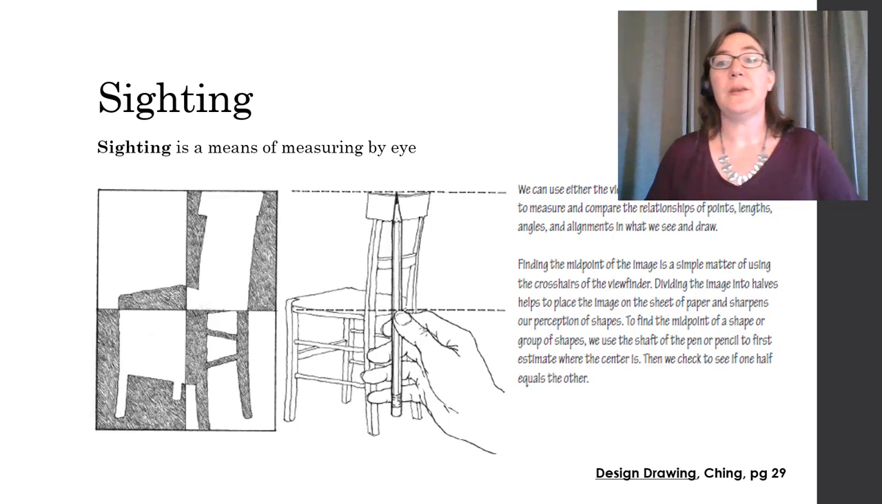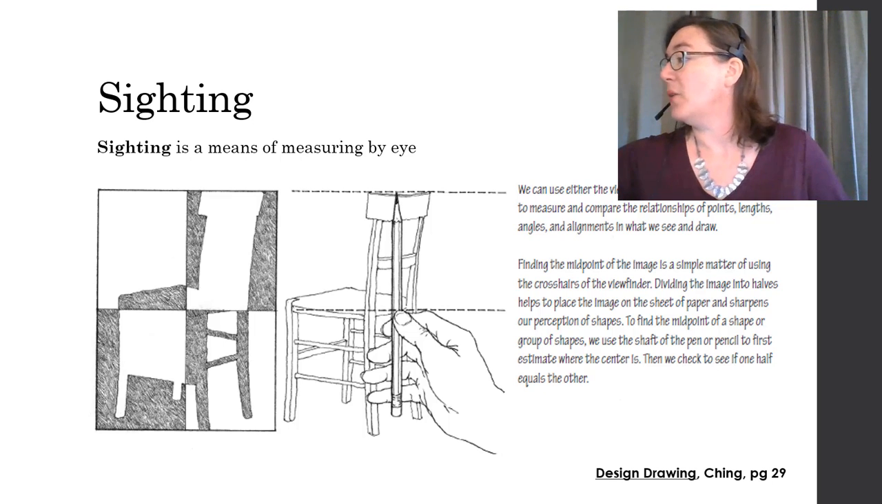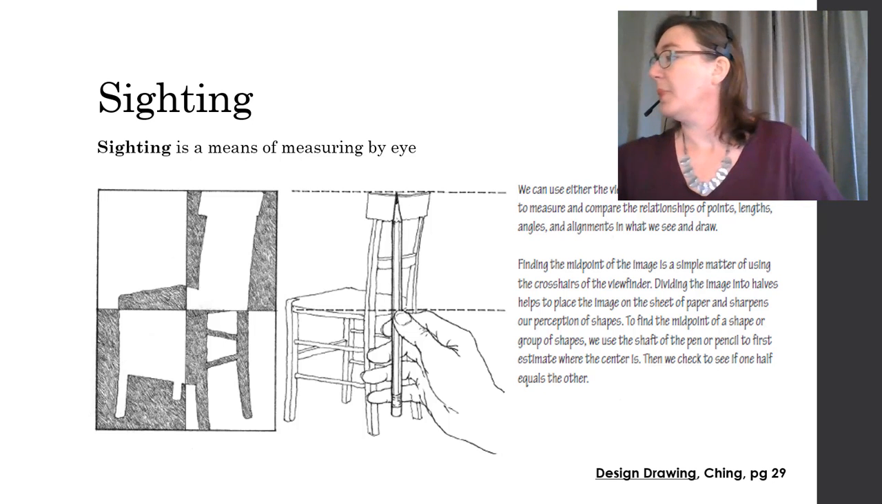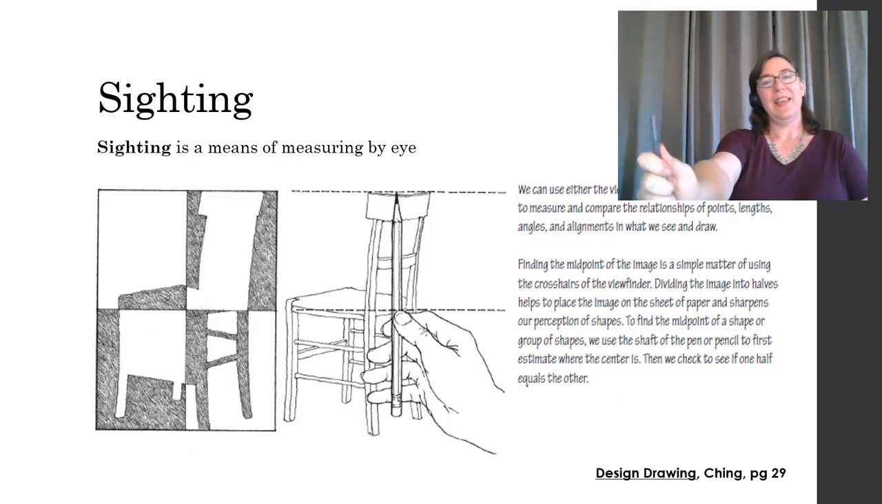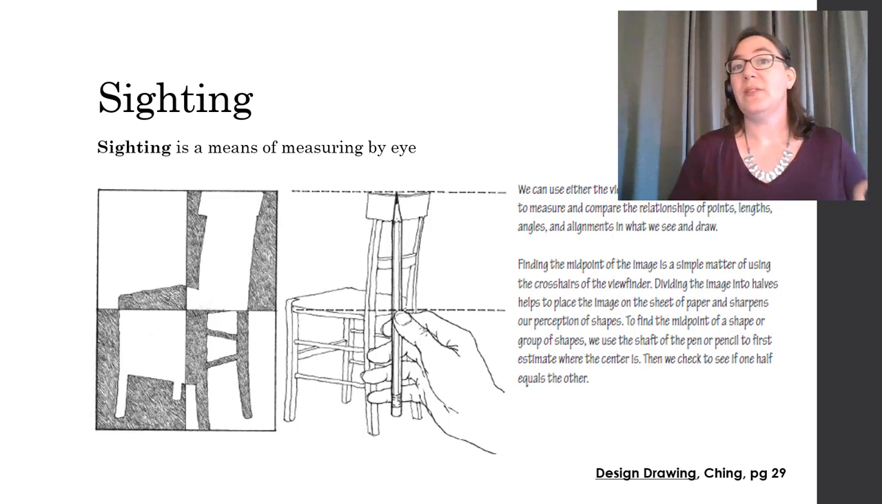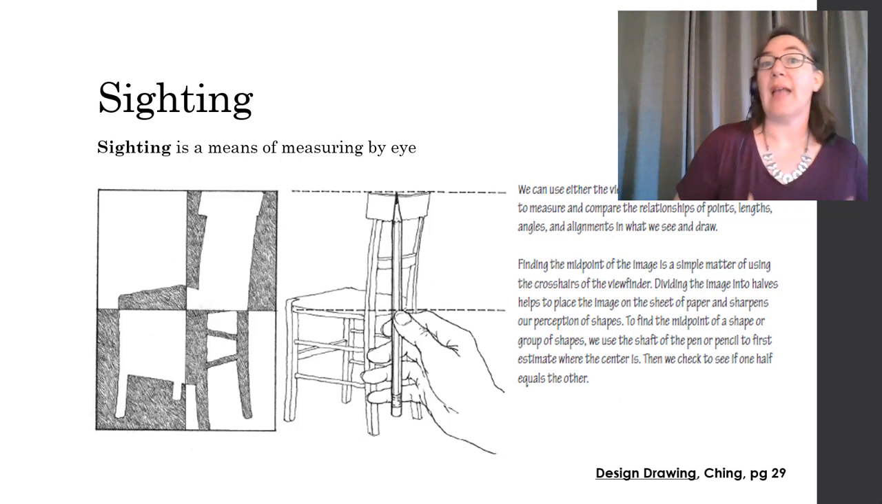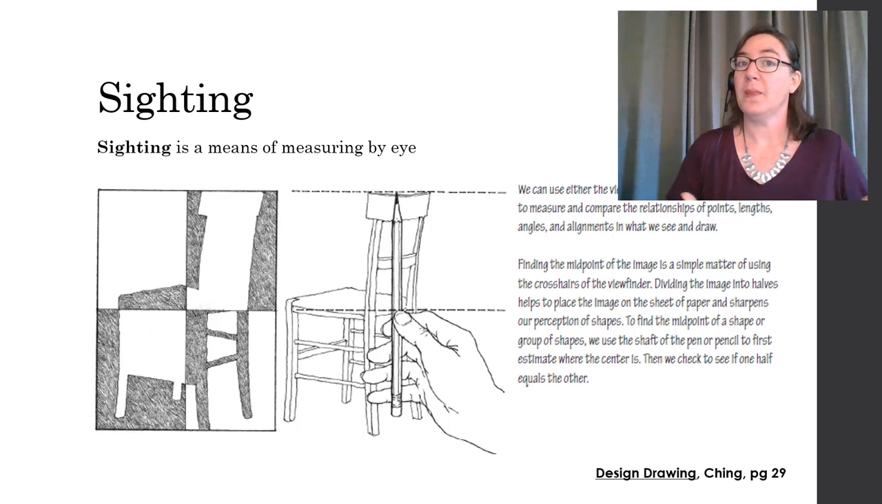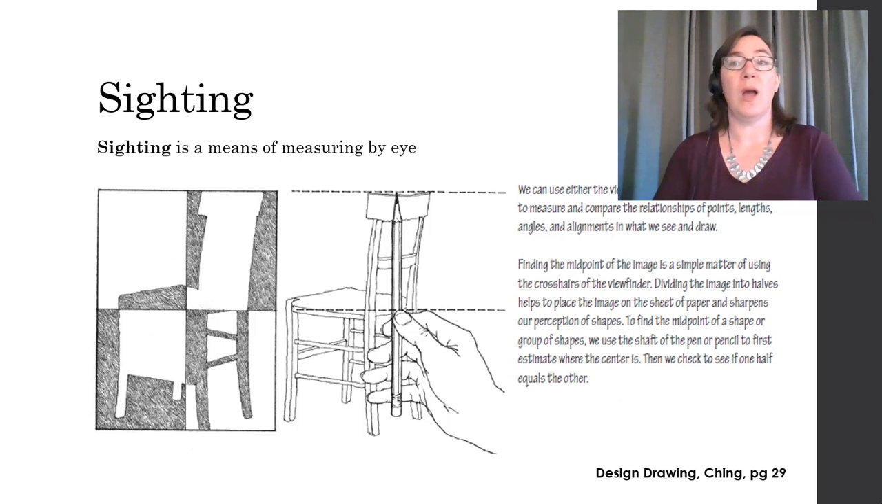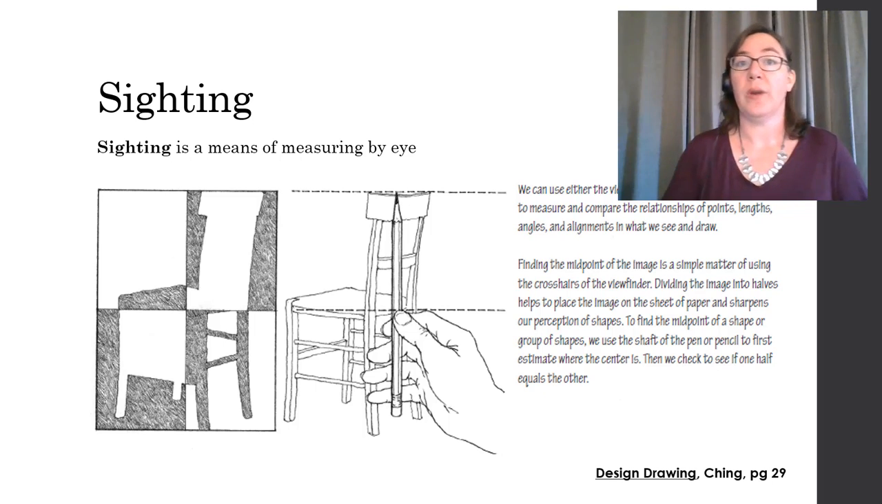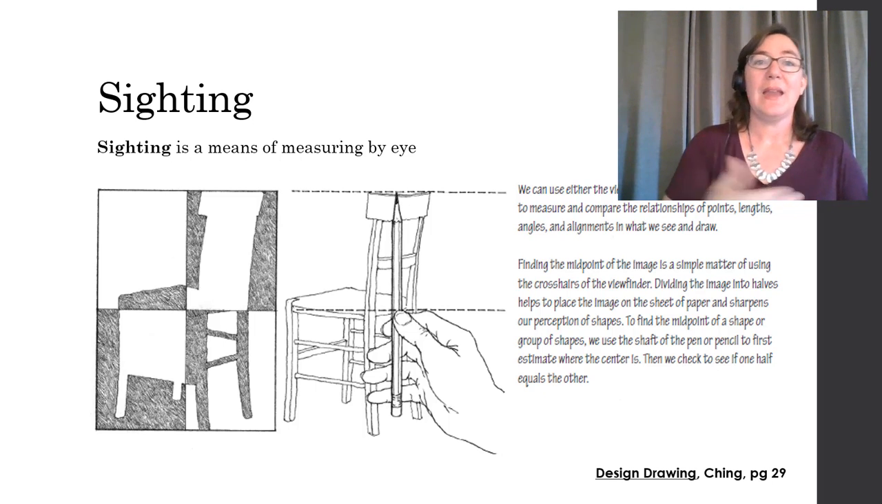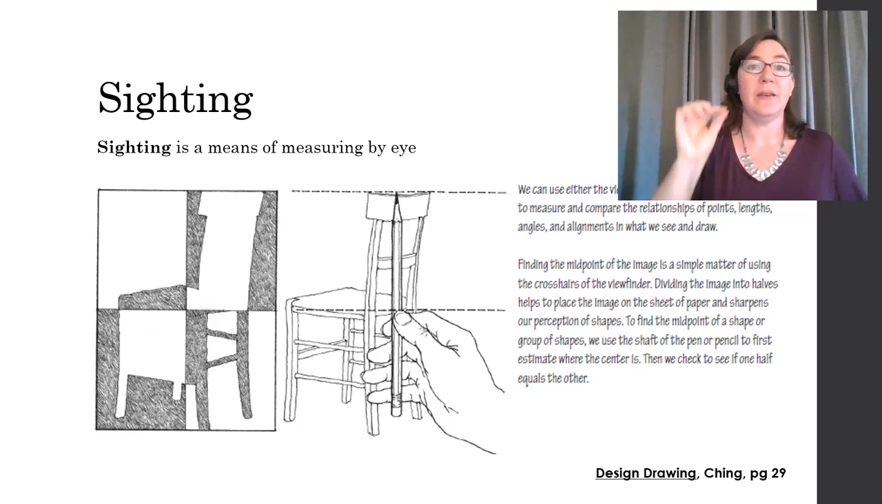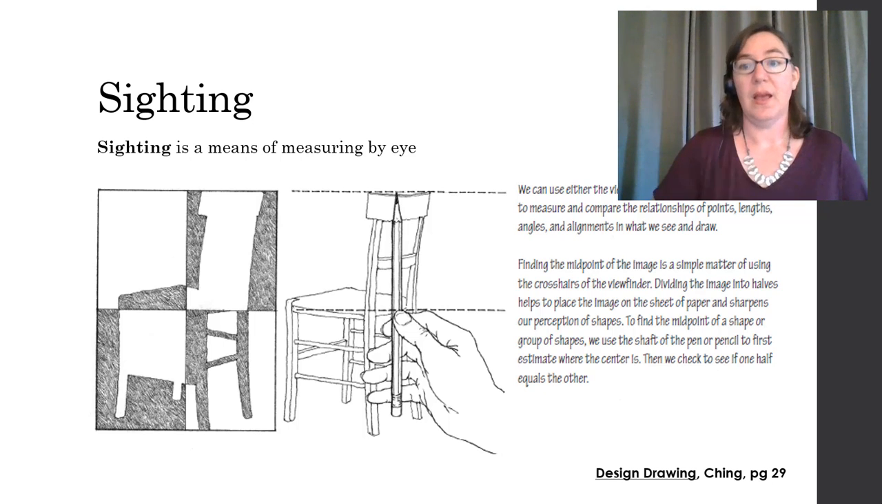Using this technique, what we're going to do is use the shaft of a pen or pencil. Let me grab one. Here's one here. To measure and compare the relationships of points or lengths, angles and alignments in what we see and what we draw. So in this case, this particular drawing system is used for recreating a scene or an item.